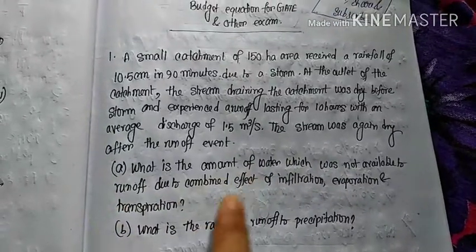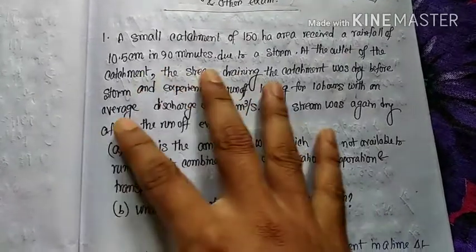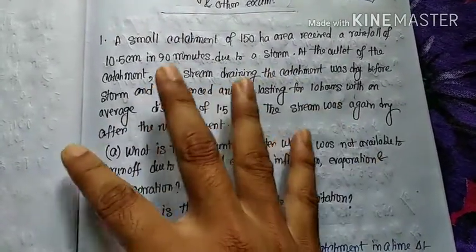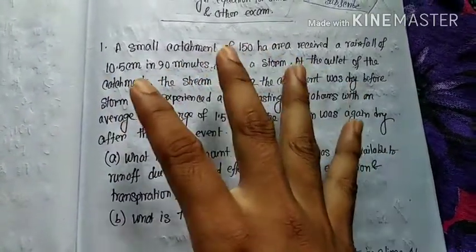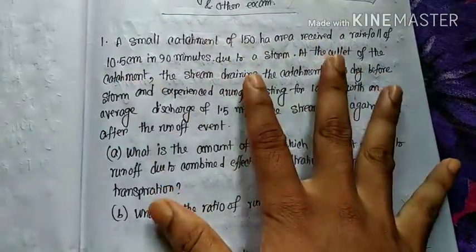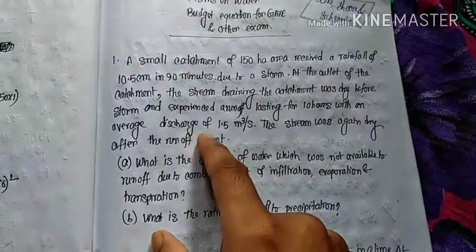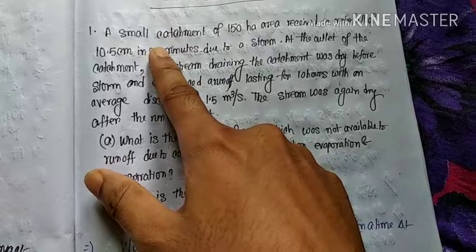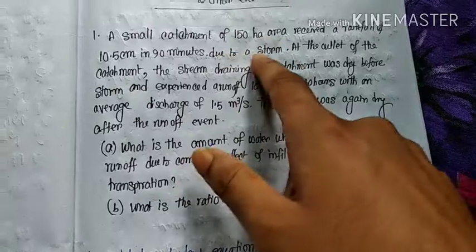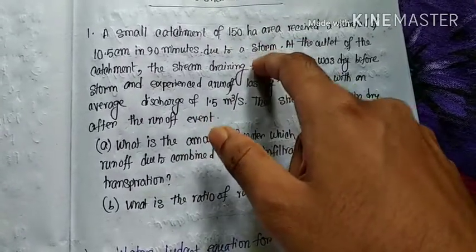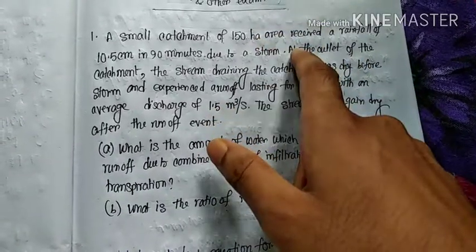Now this is the first question. I have already discussed what is a catchment area, what is the water budget equation and everything, and the hydrologic cycle. So now this is our first question. In the first question, you get a small catchment of 150 hectare area. You should notice that it is 150 hectare. You can convert hectare to meter square by multiplying by 100 into 100, right?